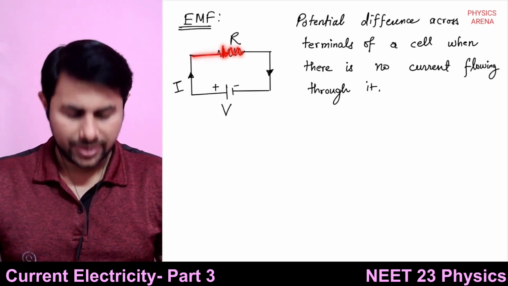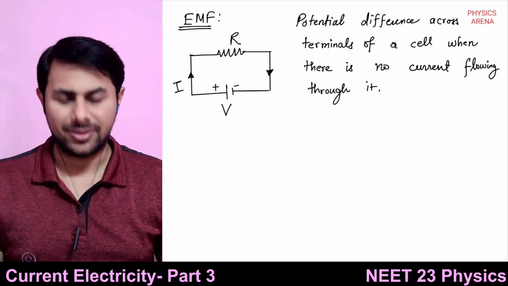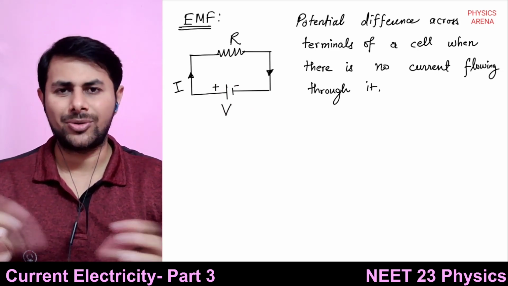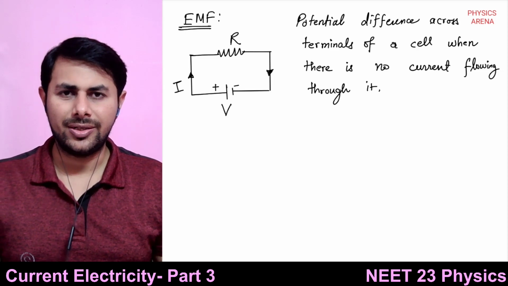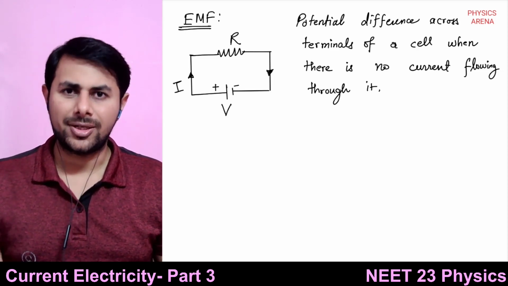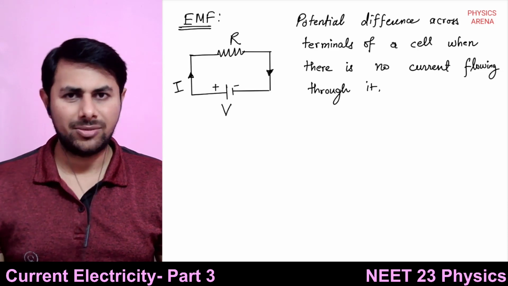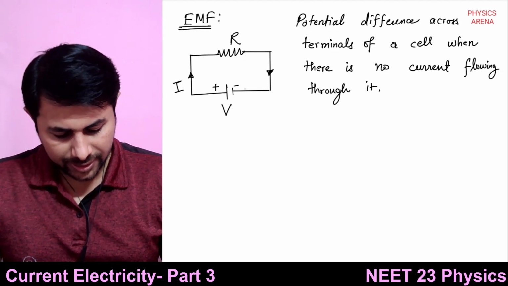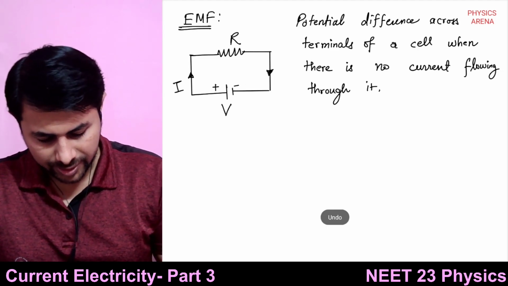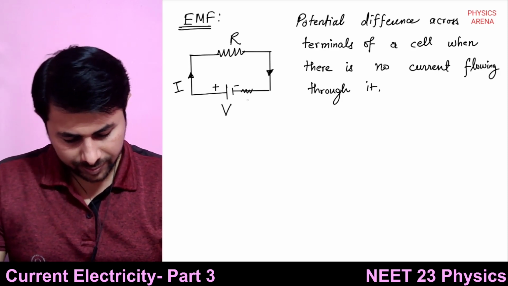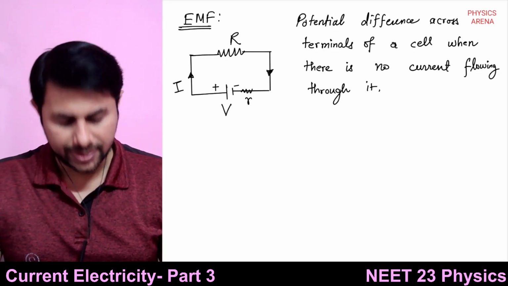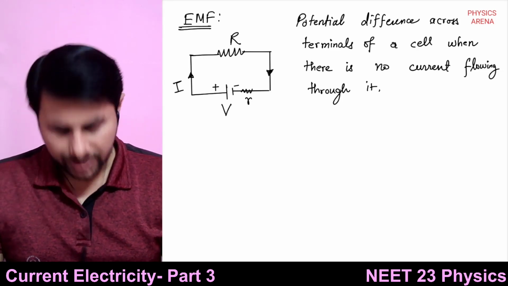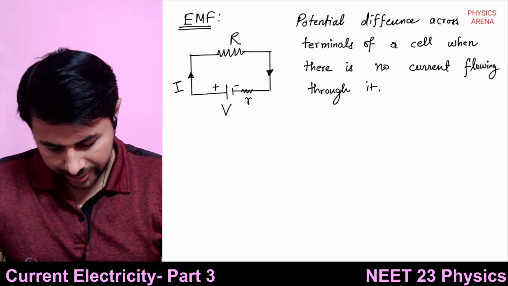So we have connected this external wire which has some resistance, but the battery is also made up of something. There are two electrodes and some electrolytic solution. So it is also some material. It will also have some resistance. It is very small, but it will have some resistance. So the internal resistance of the battery is denoted by small r. Small r is the internal resistance of the battery, the resistance inside the battery.